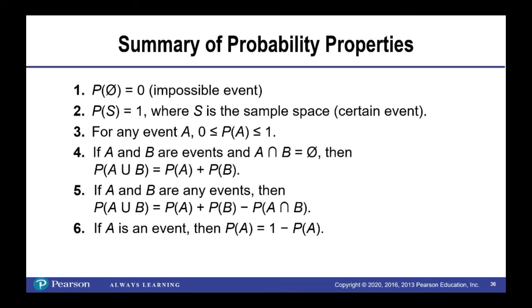And then we also have our probability of the complement. So the probability of not A is 1 minus the probability of A. Now, by the way, in number 6, make sure you make that correction in your notes. There should be a line over that A.